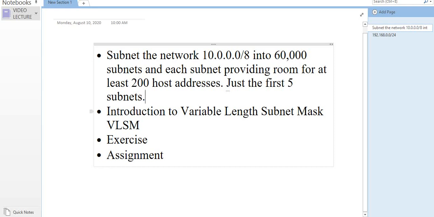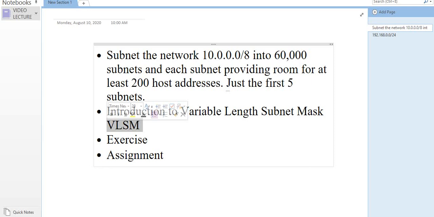Next, today I'm going to introduce you guys to what we call variable length subnet mask. With VLSM, let's just look at the difference between FLSM and VLSM. With FLSM, we subnet based on an equal number of users in each department. Equal number, for instance, 100, 100, 100 for each department, or 50, 50 for each. You have an equal number in each of the subnets.